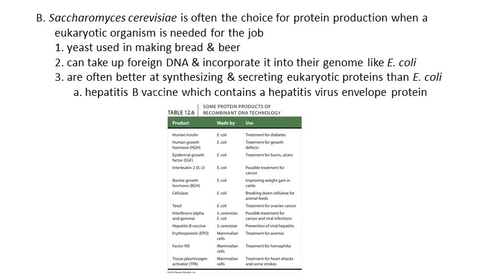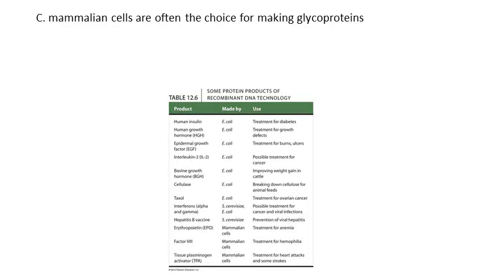and it has all the essential metabolic machinery to be able to produce these eukaryotic types of proteins, and some of the changes and modifications that need to be made to them, it can do pretty well. So the hepatitis B vaccine, which contains a hepatitis virus envelope protein, oftentimes is produced there by Saccharomyces cerevisiae.